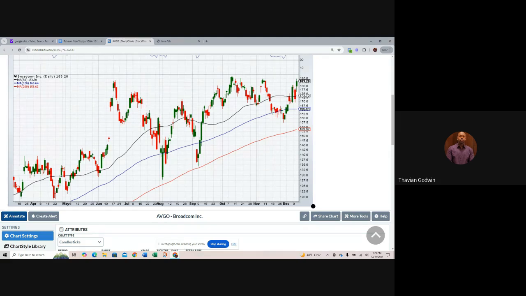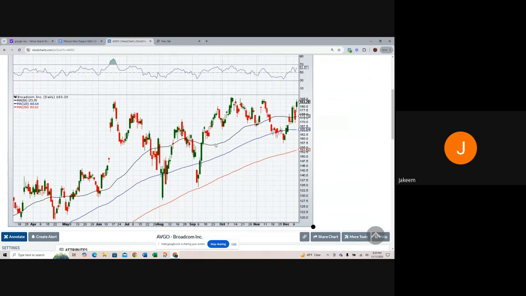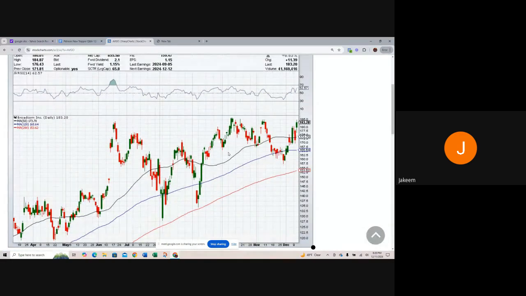Like right now, I got ABGO pulled up. Can you see the screen? I see you. Yes, there it is, but just pull your screen down a little bit because the RSI is getting cut off. There you go. Thank you. Okay. Can you see that?